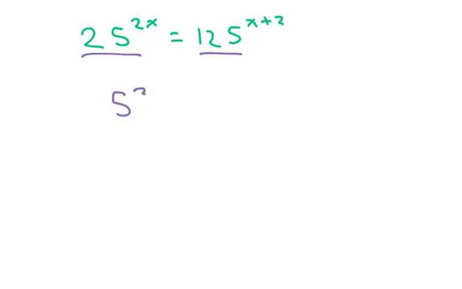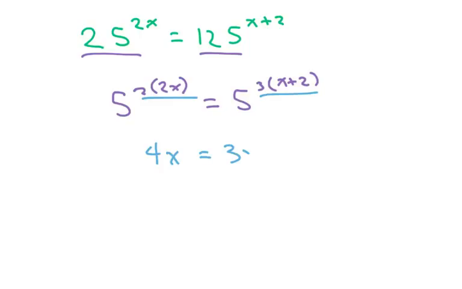Okay, and the next one we have is 25 to the 2x equals 125 to the x plus 2. My bases aren't the same. My lowest base is 5. So I'm going to do 5 squared times 2x equals 5 cubed times x plus 2. And then just solve for x here. You get 4x equals 3x plus 6. So x equals 6.